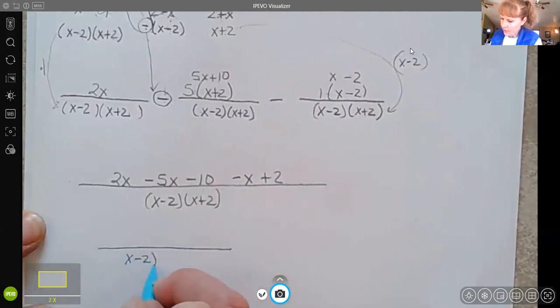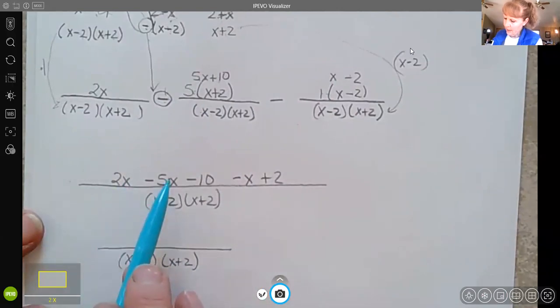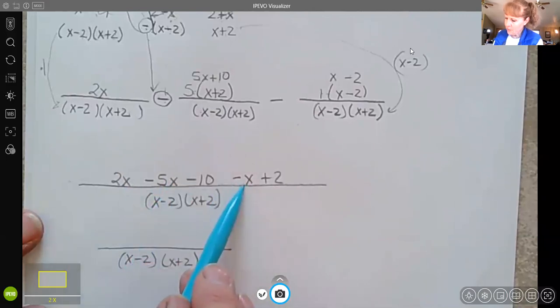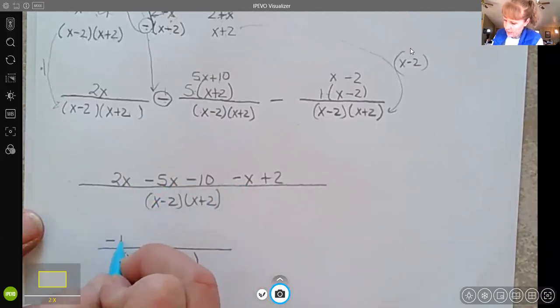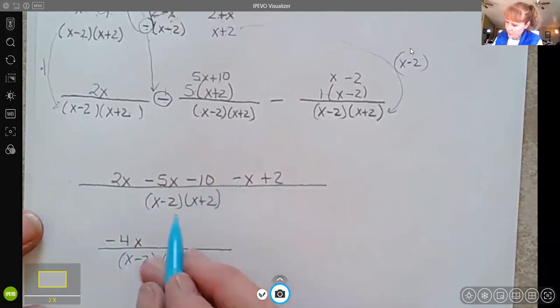X minus 2, x plus 2. Let's see, we've got 2x and a minus 5x is a minus 3x, and another minus 1x is a minus 4x. And let's see, we have a minus 10 and a positive 2 is a minus 8.